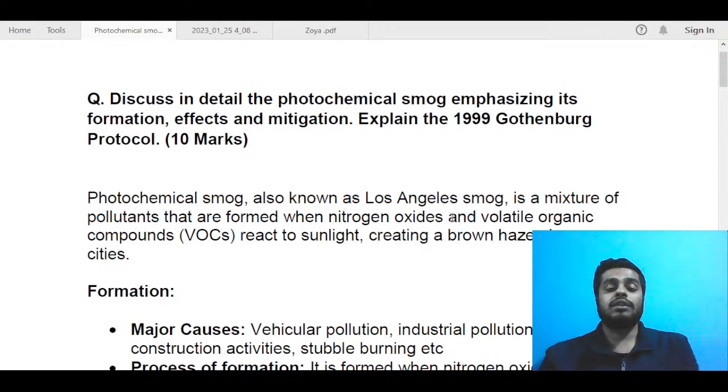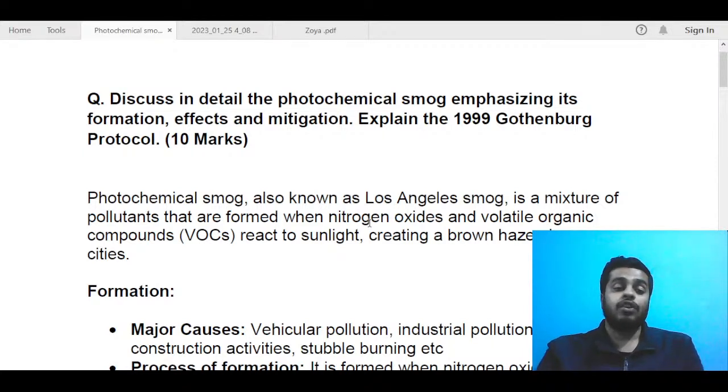The London smog is the one we usually see in winters, the combination of smoke and fog that forms, and visibility gets low. It is usually seen in winters in northern cities of India. But this question, the photochemical smog, is called the Los Angeles smog because it was found in the city of Los Angeles, and now it is pretty common even in our northern Indian cities like Delhi.